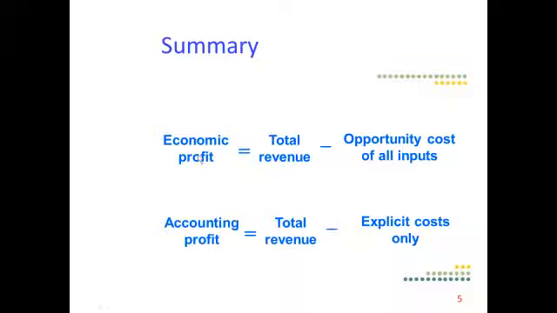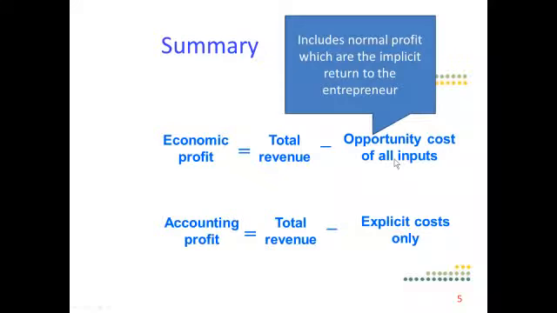So, in summary, economic profit is total revenue minus all opportunity costs, which includes normal profit, which is the implicit return to the entrepreneur. In my case, it was how much I could earn not baking. And the accounting profit is total revenue minus explicit costs only.